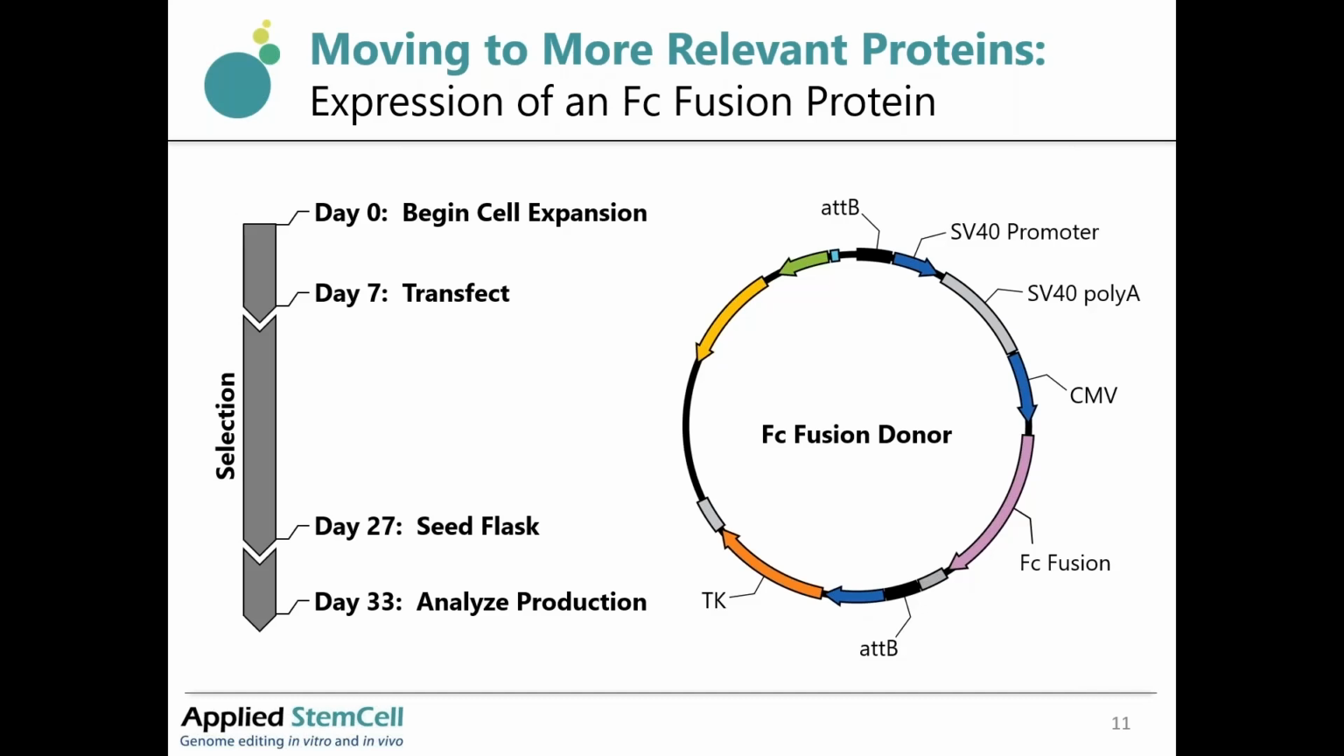To move further, with more relevant proteins, at these two loci, an Fc fusion protein was cloned into the donor DNA vectors driven by the CMV promoter. And the whole process only took about 1 month to get to the final step for analysis. Firstly, the cells were expanded at day 0 and transfected with donor DNA at day 7. After selection, the seed flask was set at day 27 and protein expression level was analyzed at day 33.